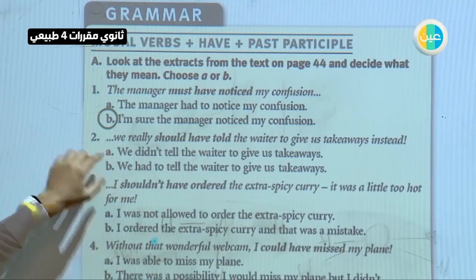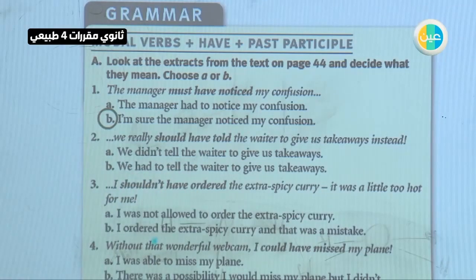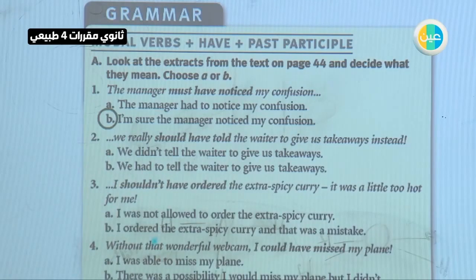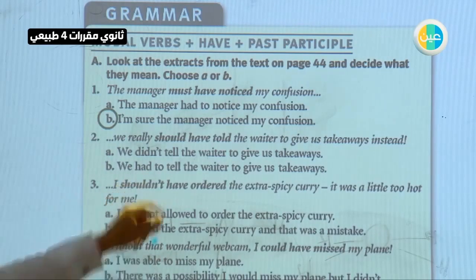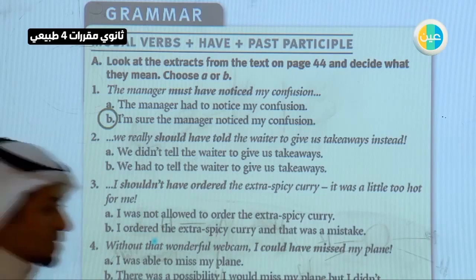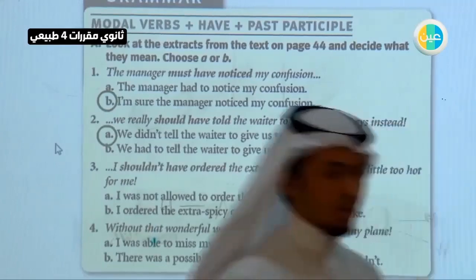So, we have 2 choices. A, we didn't tell the waiter to give us takeaways. B, we had to tell the waiter to give us takeaways. What do you think? Think about it in 15 seconds. A or B? We didn't tell the waiter to give us takeaways. This is the correct answer.